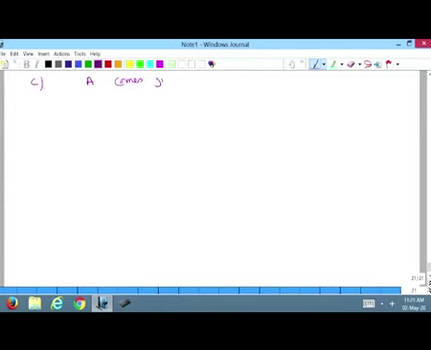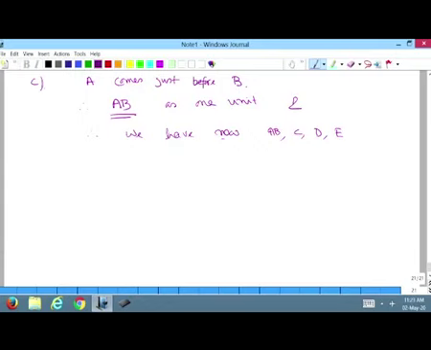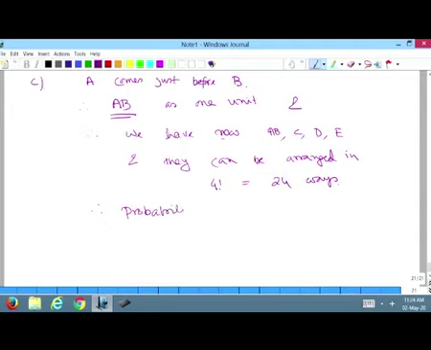A comes just before B. Therefore, what we can do, we can keep AB as one unit. And therefore, we now have A, B, C, D, E, and they can be arranged in factorial 4, which is equal to 24 ways. Therefore, probability is equal to 24 upon 120, which is equal to 1 upon 5. Answer.